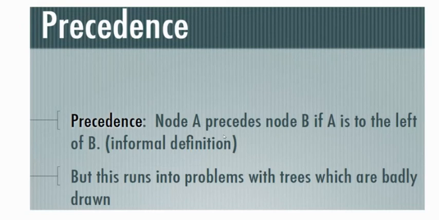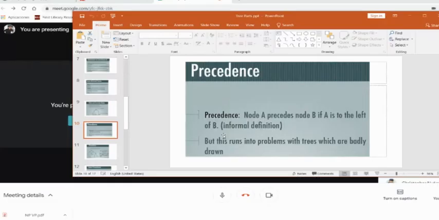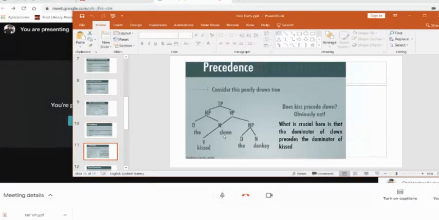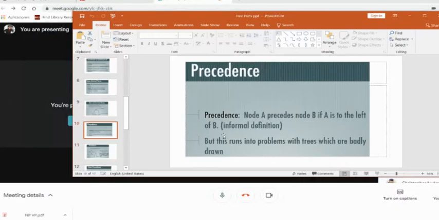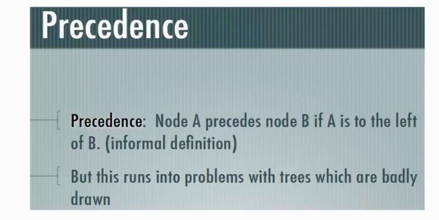Precedence. Let's see how many slides do we have. Okay, we have precedence. Three more slides and that's it, which is important for you to understand. Precedence. Node A precedes node B if A is to the left of B. It's an informal definition, but this runs into problems with trees which are badly drawn. So you have to be careful with trees.